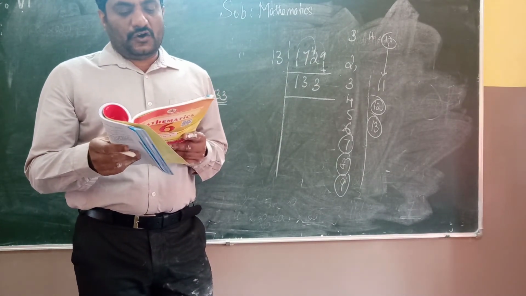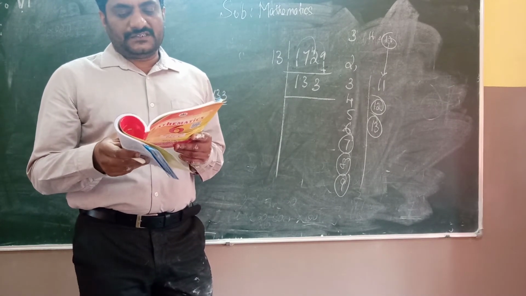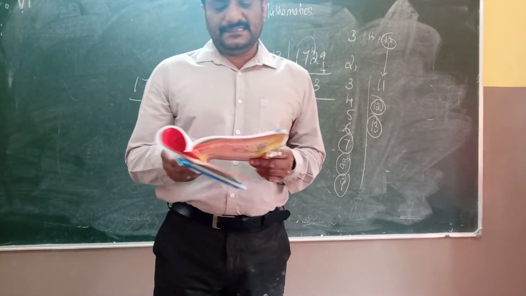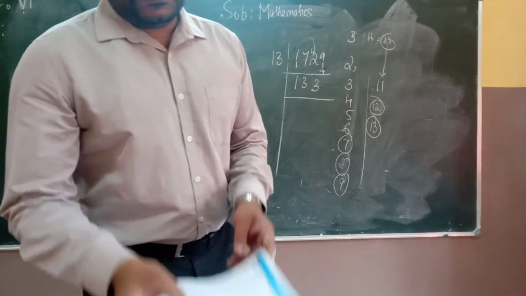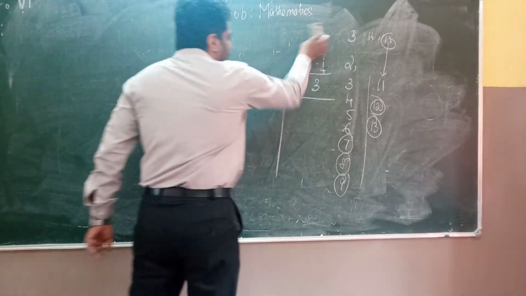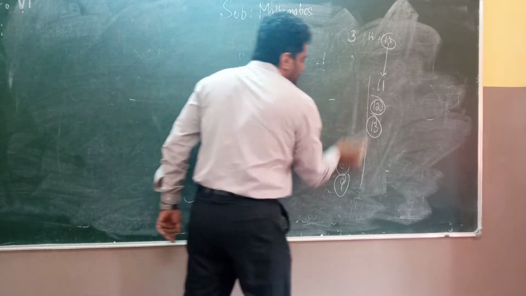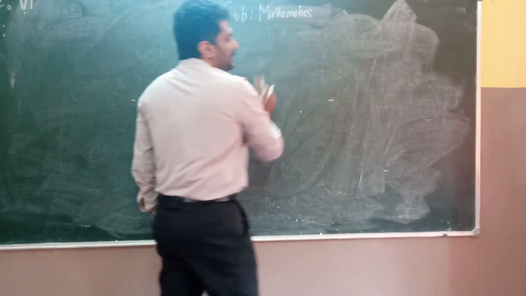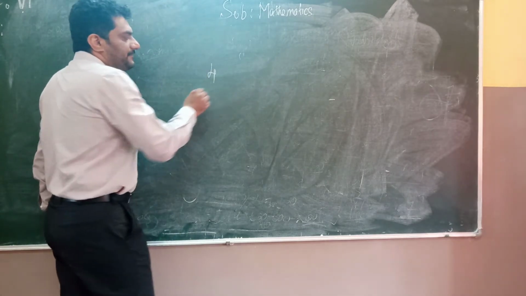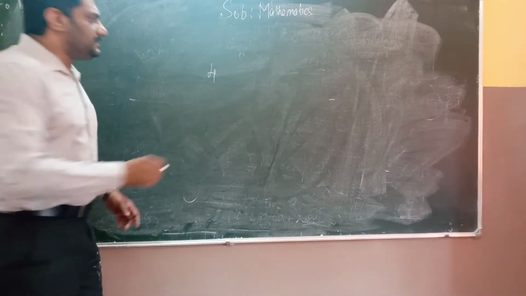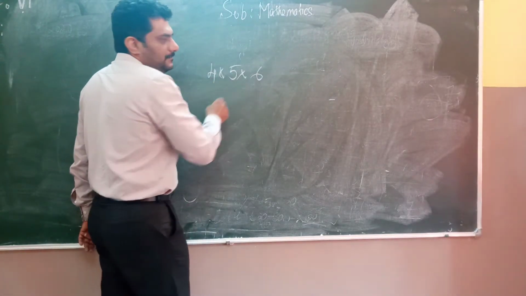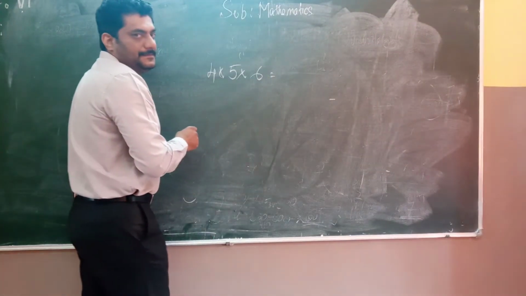Seventh one. The product of 3 consecutive numbers is always divisible by 6. Verify this statement with the help of some example. Product of 3 consecutive numbers. What does it mean? Consecutive is what? Consecutive is next numbers. For example, if I take 4, what are the consecutive numbers? 5, 6. Multiply all. What do you get?